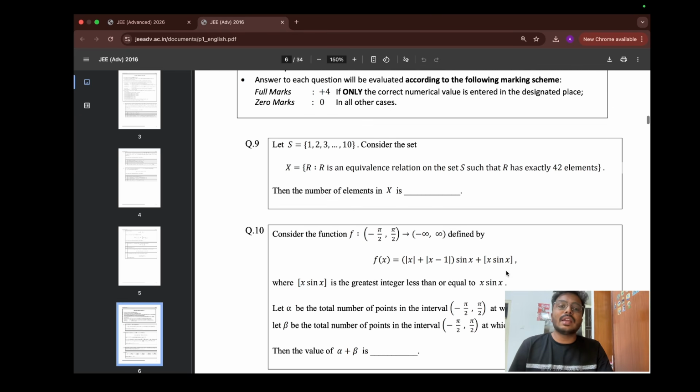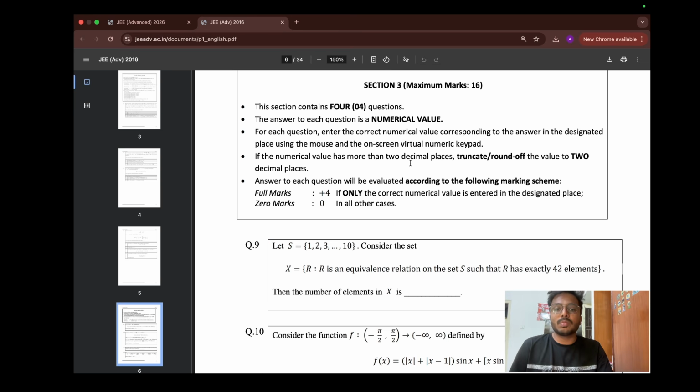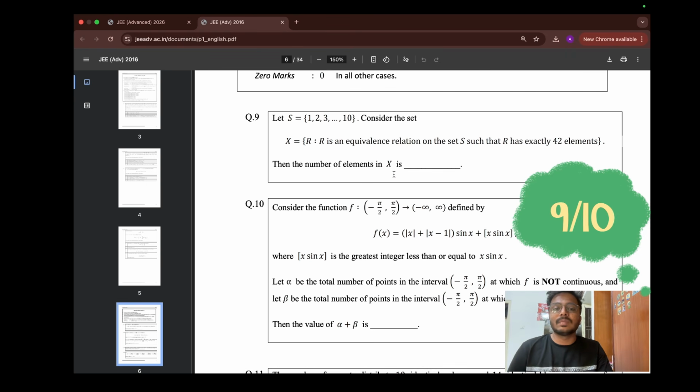Next question. Again, this is a very interesting question. So this is the numerical value type. These are numerical value type questions, and you'll be awarded 4 marks if you answer them correctly, and 0 in case you don't. And all the questions in this section are pretty good. So equivalence relation. I can't verbally explain this question, and it is a very interesting and good question which demands you to know about partitions and all of that stuff. So this is a 9 upon 10 question, so we'll give it a score of 9.